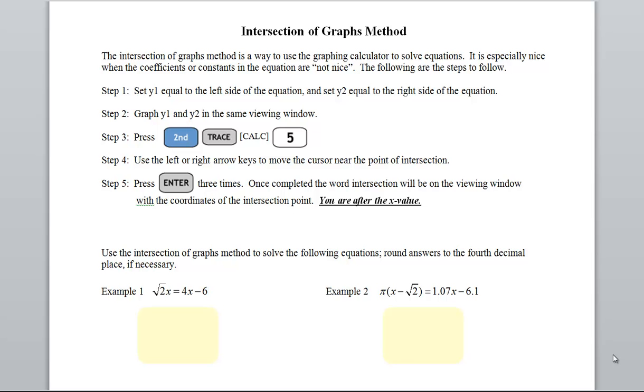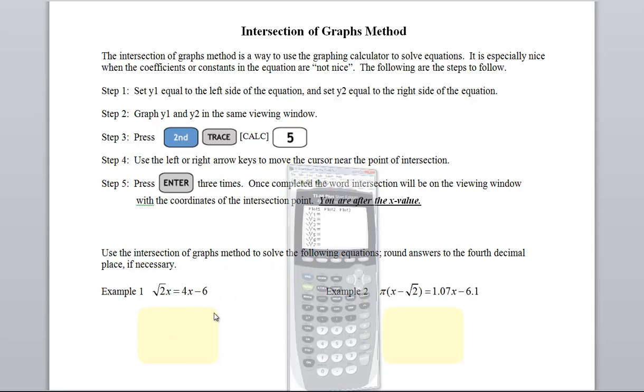We're going to let y1 equal the left side of the equation and y2 equal the right side of the equation. And we're going to graph y1 and y2 in the same viewing window. Normally zoom 6 will be sufficient. Then we're going to press second trace.